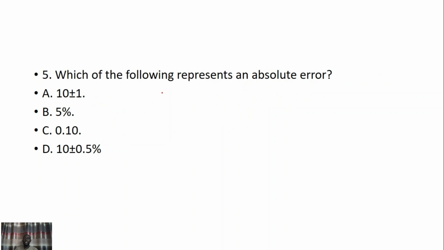Which of the following represents an absolute error? Absolute error is usually represented with plus or minus. So this is the correct answer. This can be a relative error or percentage error. This is just a reading, and this doesn't really connote any meaning.